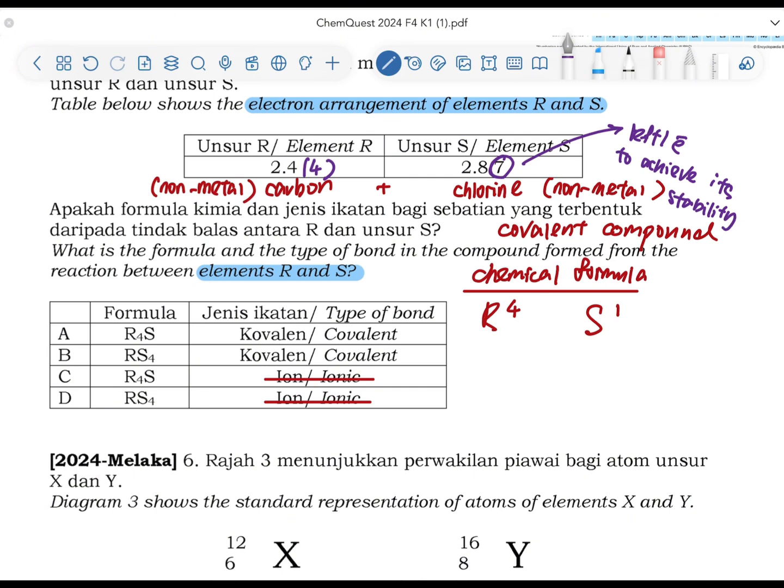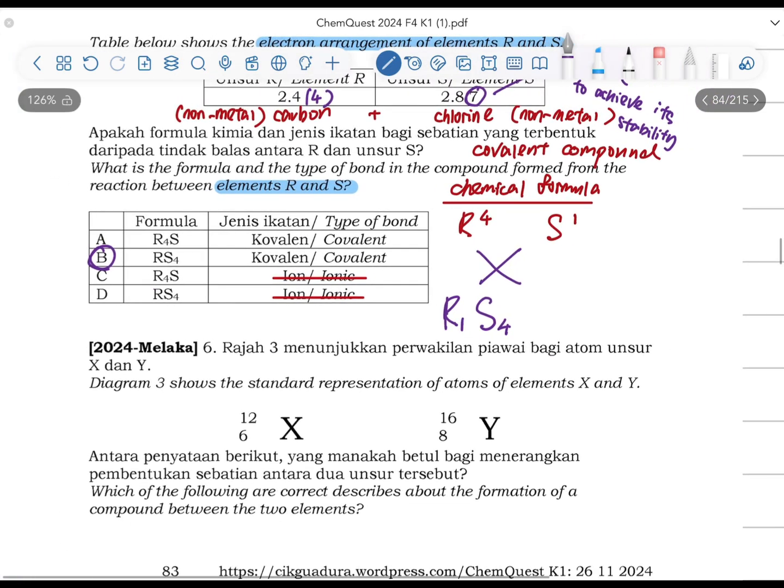So we can just cross the chemical formula and copy down the R, the opposite charge of it, copy down the S, and copy down the opposite charge of the R, which is 4. So our answer would be RS4, which is B. So this is how we get the answer.